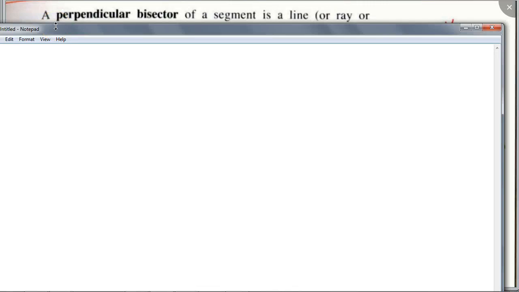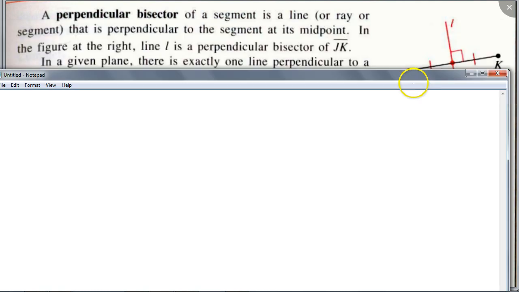We stopped at perpendicular bisector. Right, guys, remember this is not any kind of a bisector of a segment, right? It's a perpendicular bisector. We even have a picture right here.